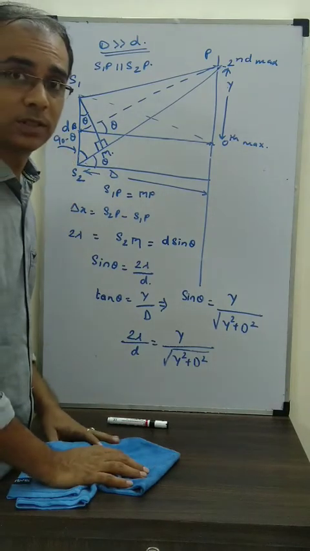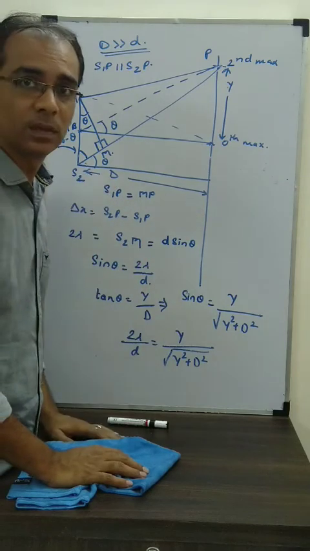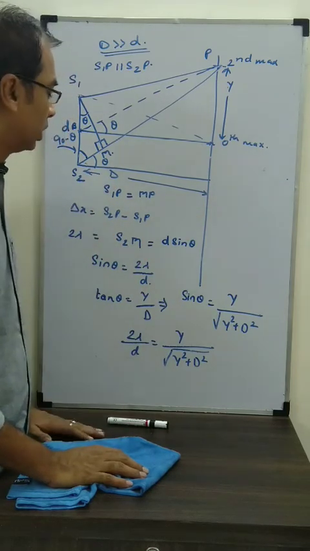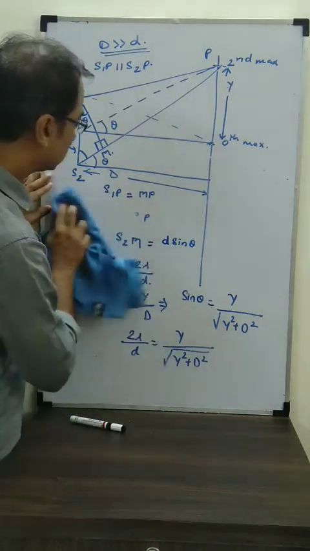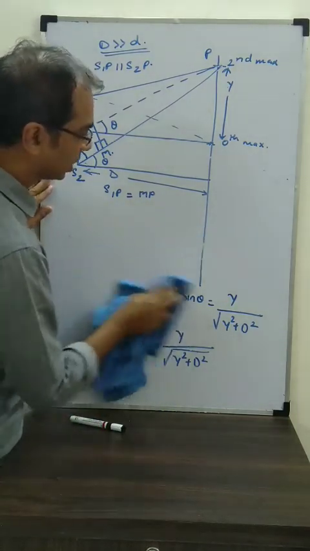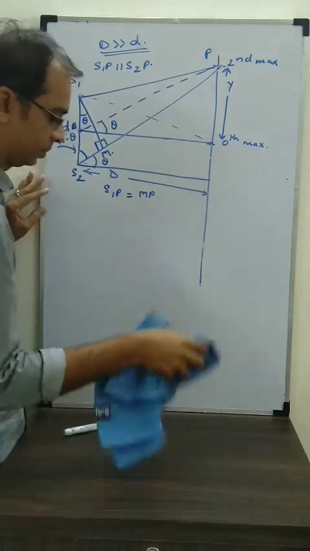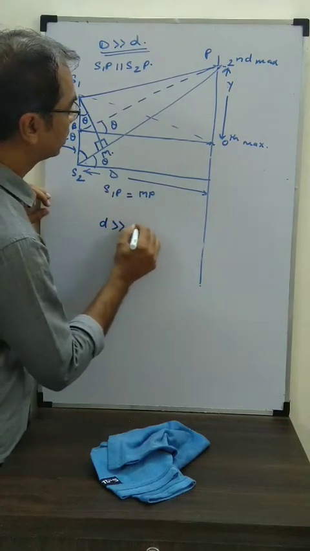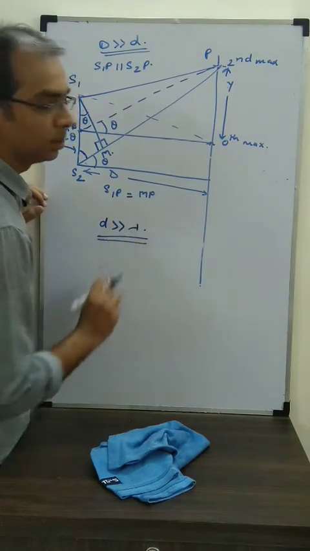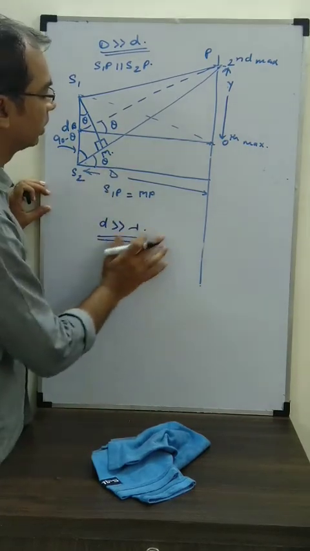In our last class we discussed a setup in which the distance between two sources is a lot less than the distance between the sources and the screen. But now I am going to tell you another case in which this small d is very large as compared to the wavelength. This d is very large as compared to small lambda. So let's go back to what we did in the previous case.